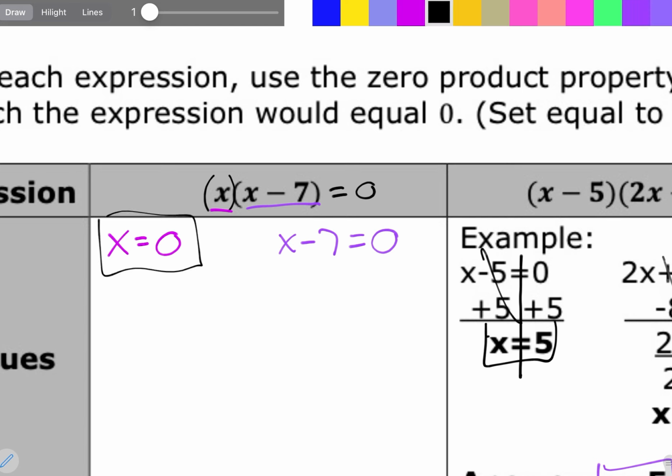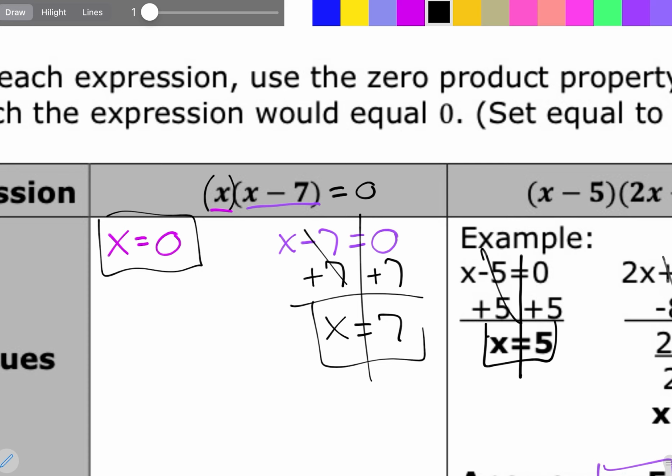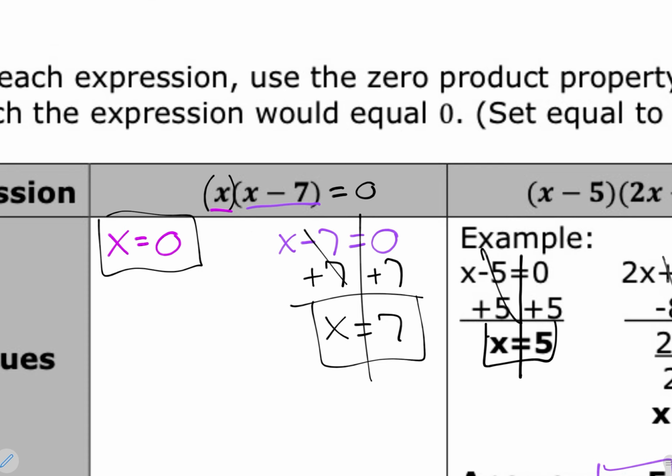This one is already solved, and over here, we got to add 7 to both sides. 0 plus 7 is 7. That's how you get your two answers in a situation like this, okay? This is how you get an answer for this type of problem, monomial times a binomial.